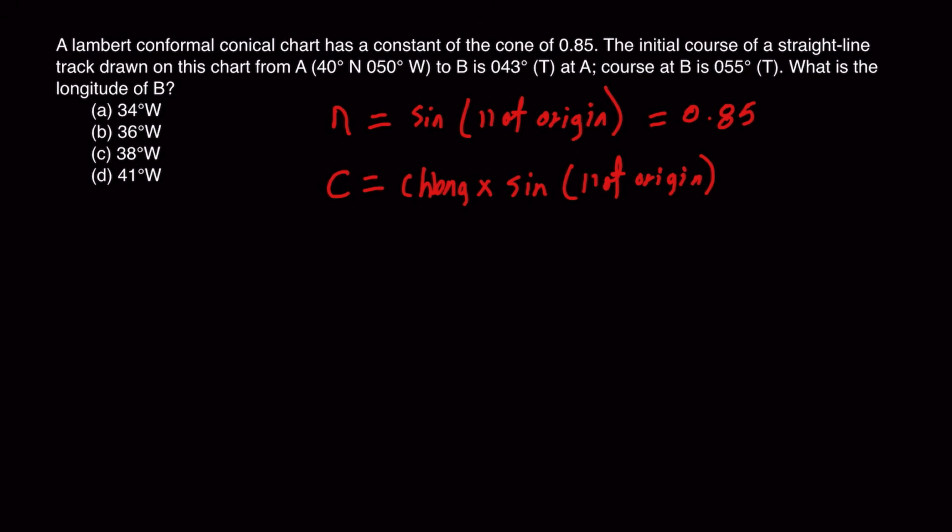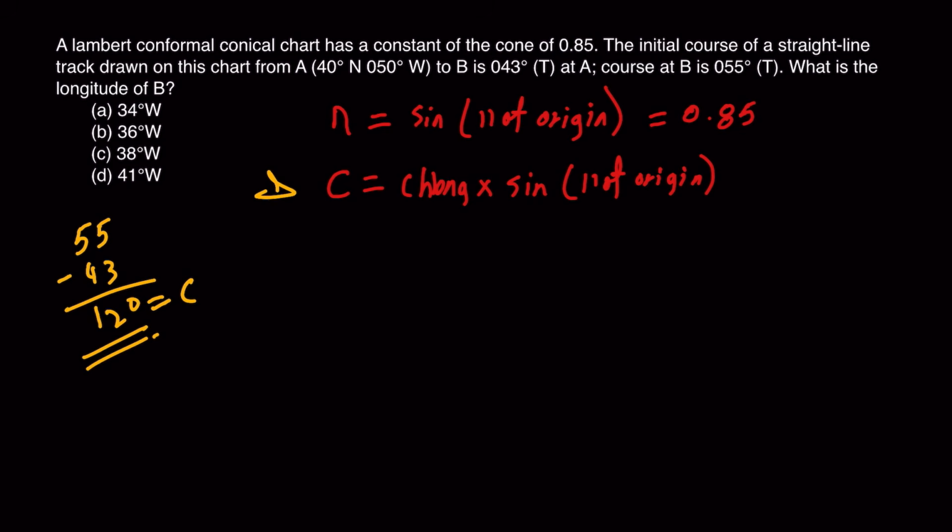So great circle tracks are straight lines. That's why in the question it is given that the initial course of a straight line track from A to B is 0.43 and at B is 0.55. So we are given two great circle tracks, from A to B and at B. What are we actually given? We are given the convergency. Convergency becomes great circle arrival minus great circle departure. So it is 12 degrees. This becomes your convergency.